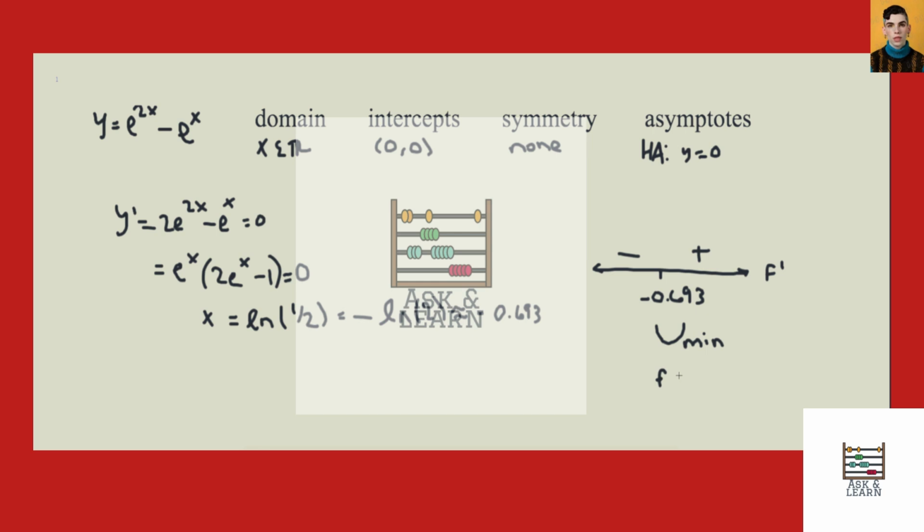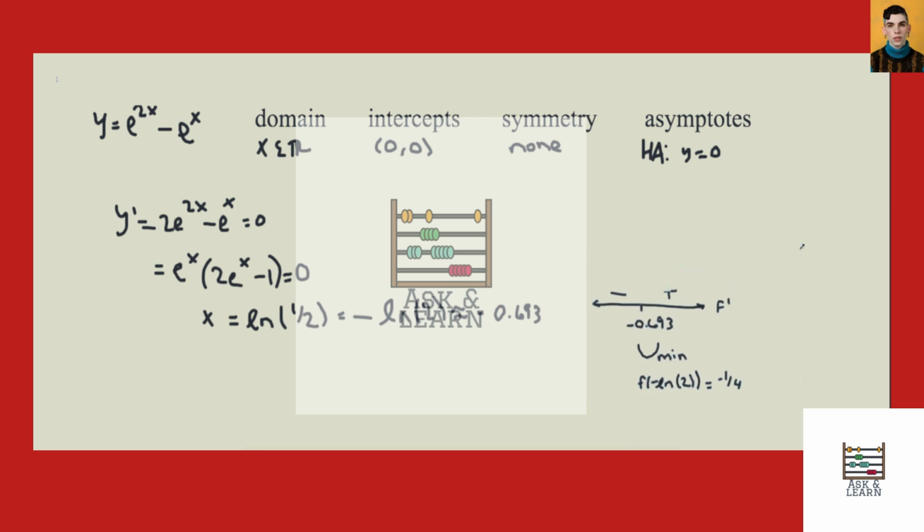And if we want to find the y value of this minimum value, substitute into our regular function, into y, so f of our critical point, which was negative ln of 2, that's the precise, that will give us negative 1/4. All right, so that's it for the first derivative test.